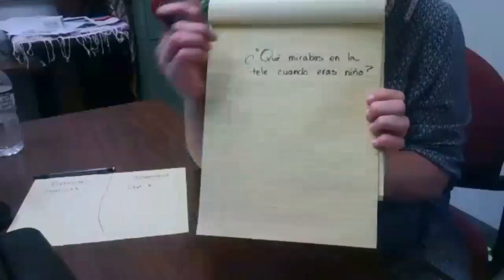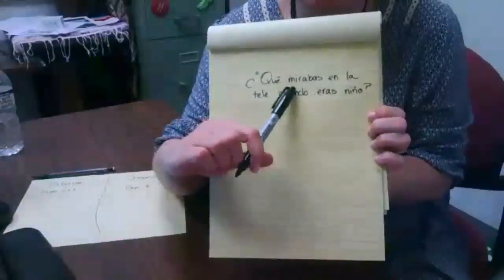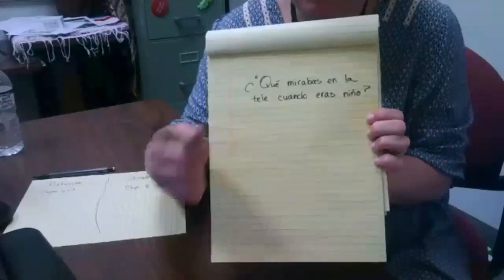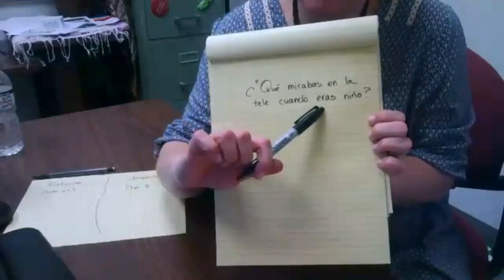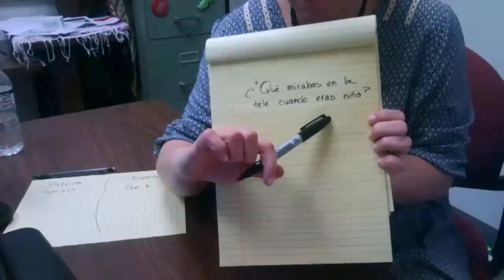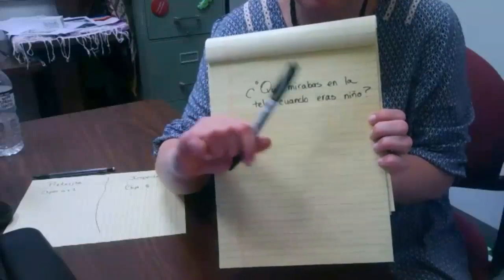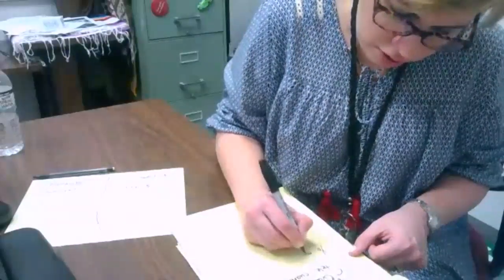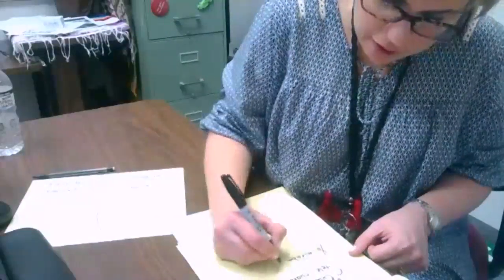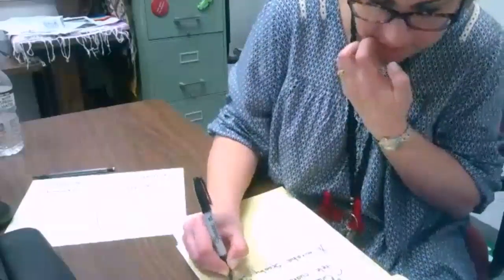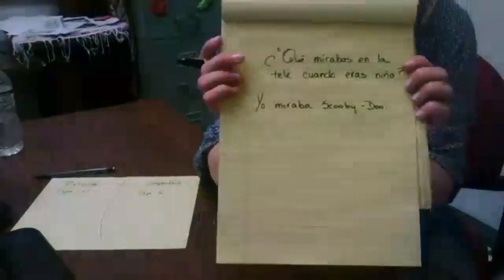I'm using the verb mirar, right, which means to watch. I'm putting it in the imperfect tense for the tú form because I'm asking you, what did you used to watch on the TV when you were younger? When you were a child? What did you used to watch on TV? Like I could put in my answer, Yo miraba Scooby-Doo. I used to watch Scooby-Doo.